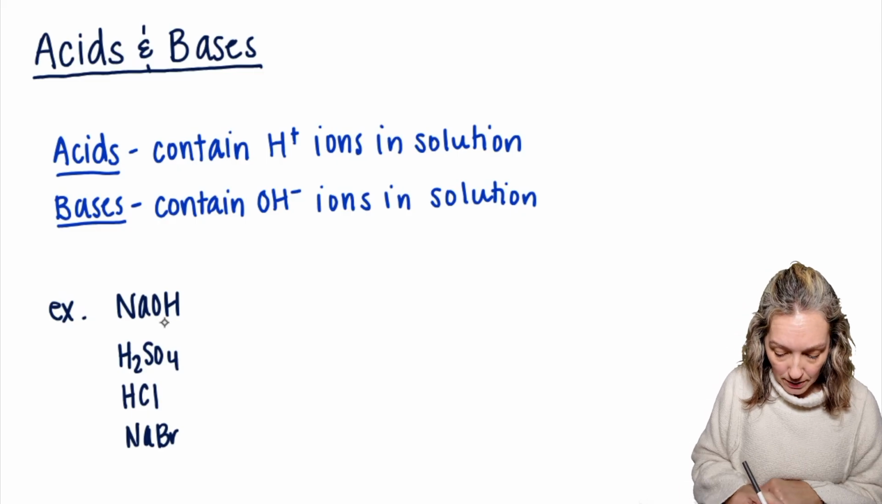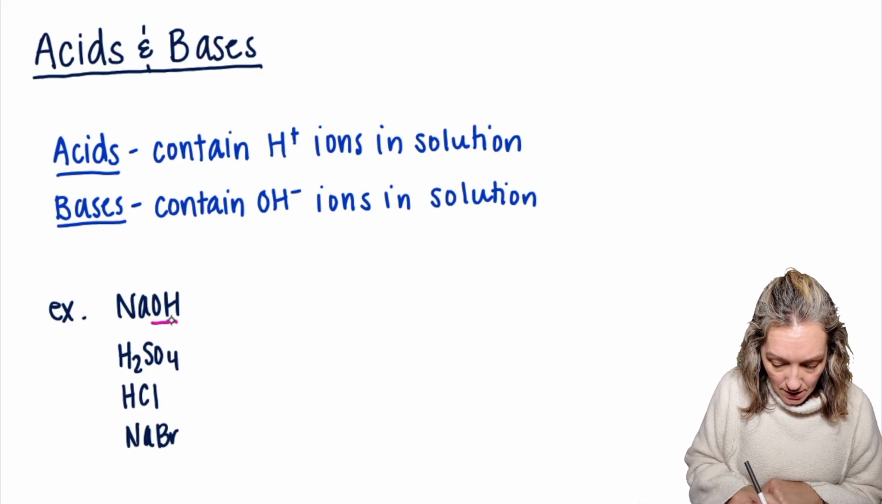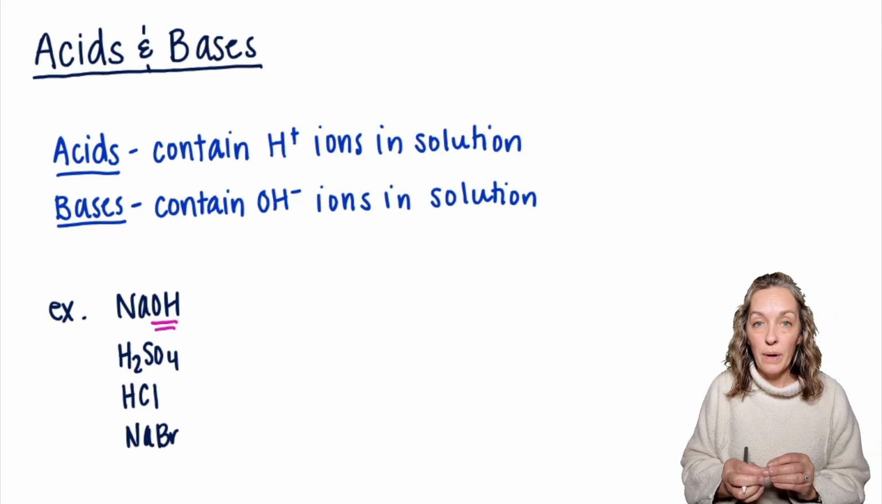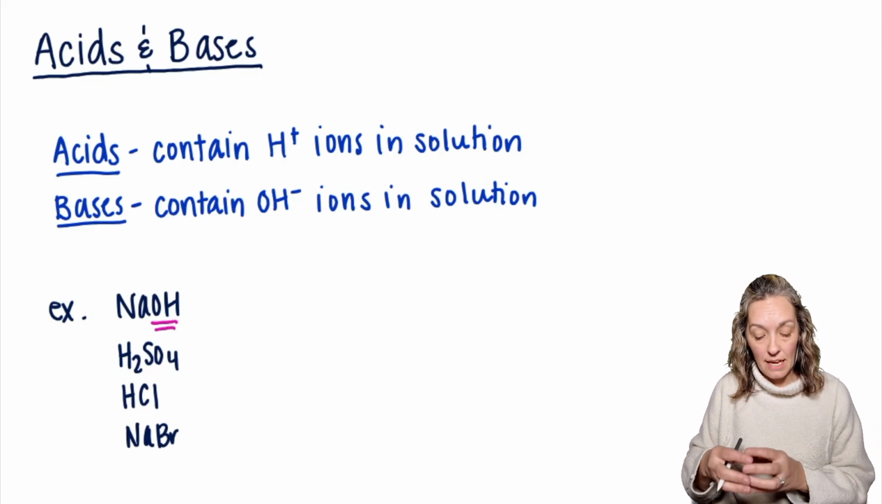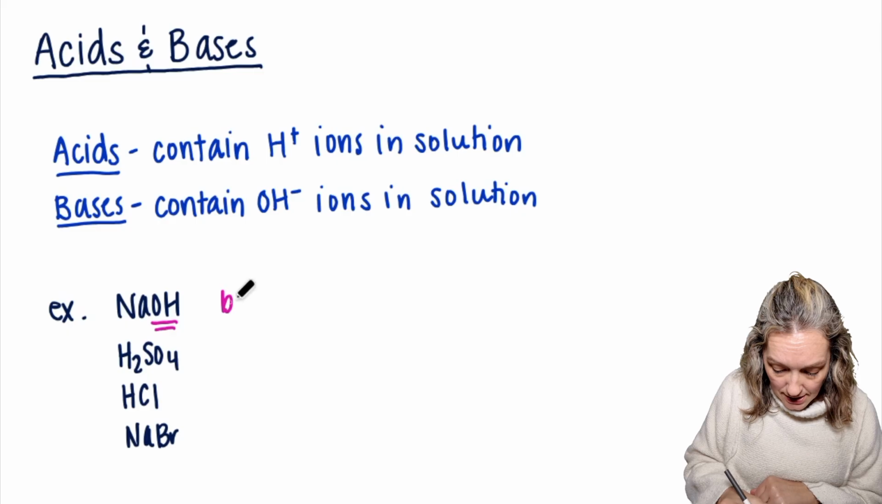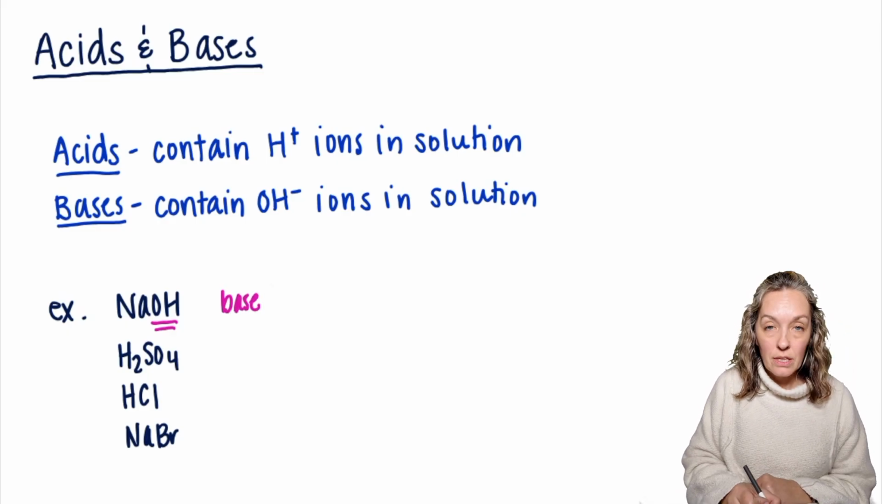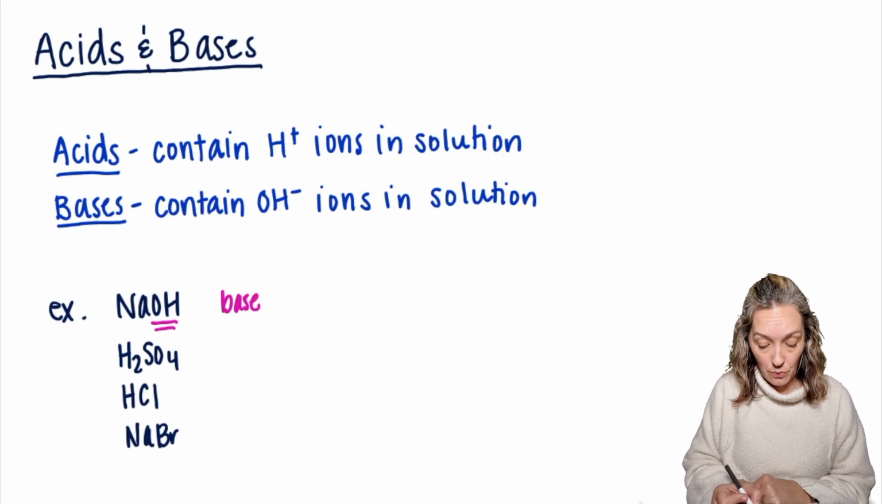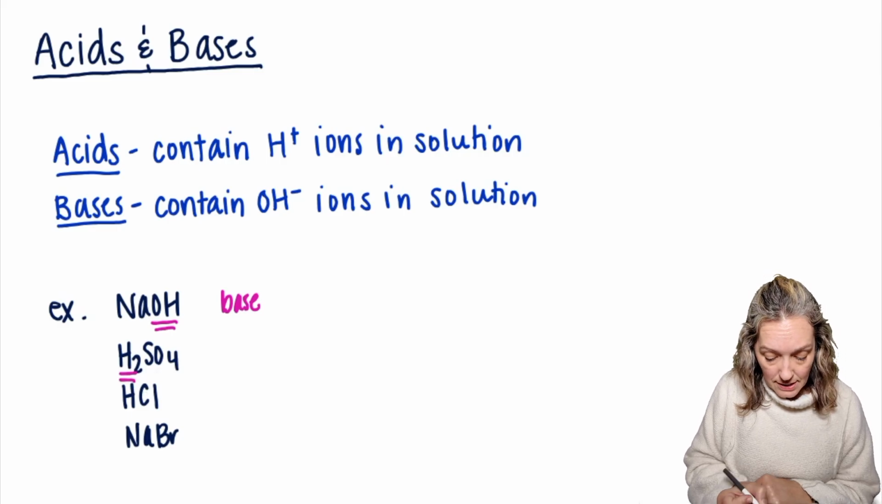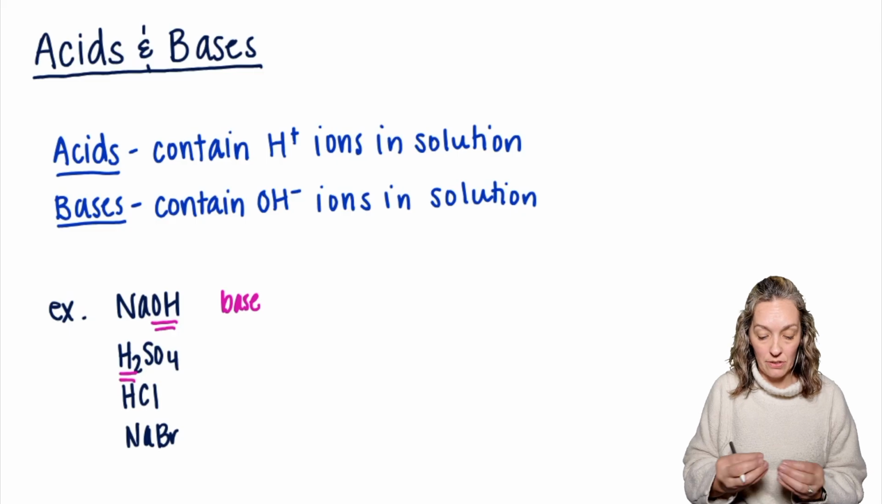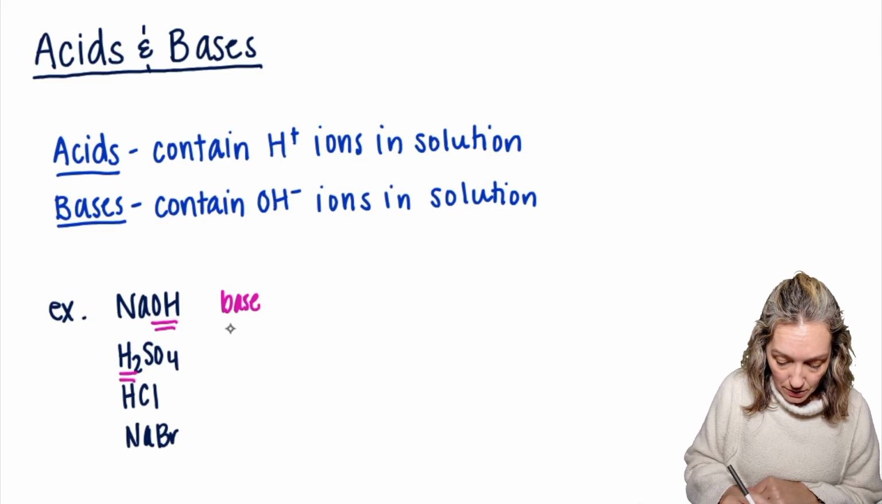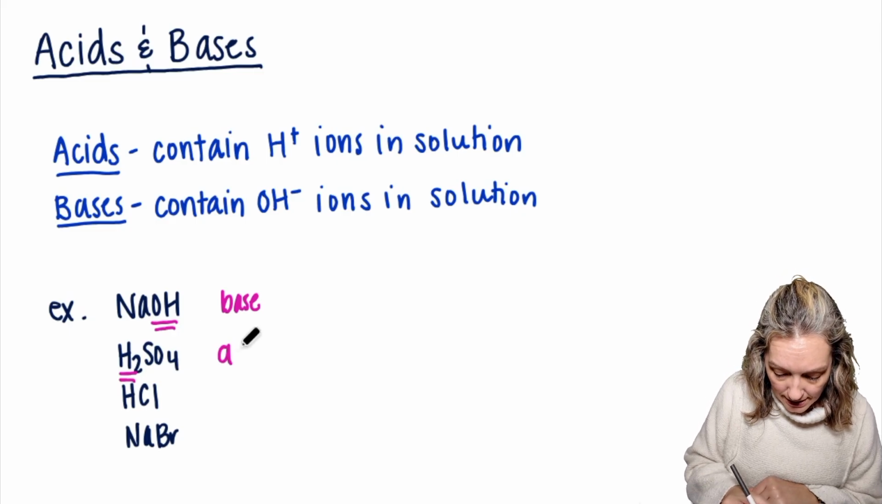So when I look at my formula here, I'm looking specifically for an OH- or an OH to be at the end of the compound. This presence of an OH means that it's going to be a base. Here I have H2SO4. The H+, I know they're positive because they're at the beginning of the compound, are found here at the beginning, making this an acid.